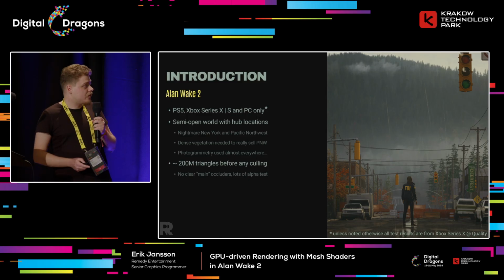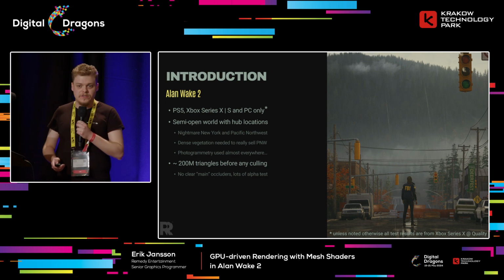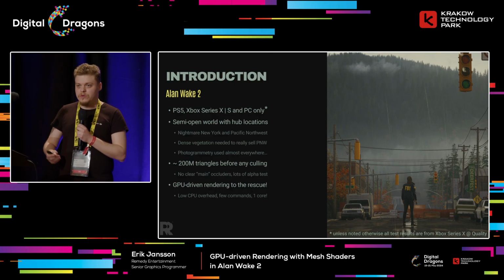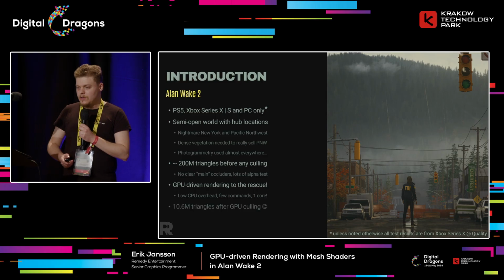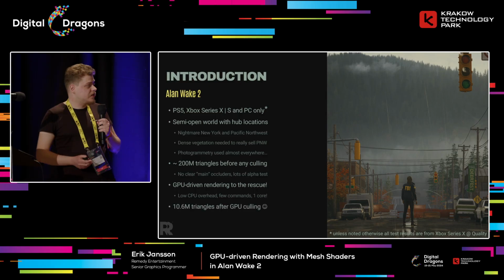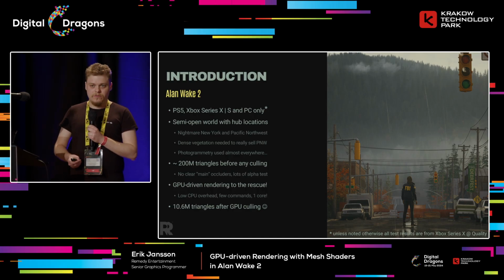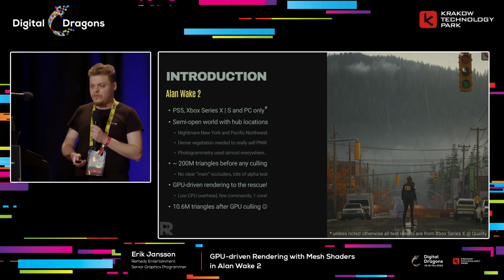And graphics programmers' worst nightmare besides transparency is alpha testing, and we have a lot of that here. This is where the GPU-driven rendering comes to the rescue. It features lower CPU overhead, fewer commands for us to record on the CPU side, and best of all, the render thread is just 1 core, so it leaves a lot of CPU time for other stuff. After GPU side culling, that scene is just 10.6 million triangles, so a lot more manageable. So this talk will essentially be the journey. How did we get from 200 million triangles to 10.6 and make it run in real time on the consoles?